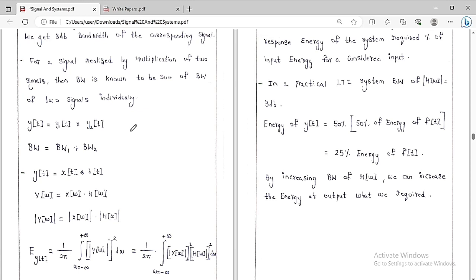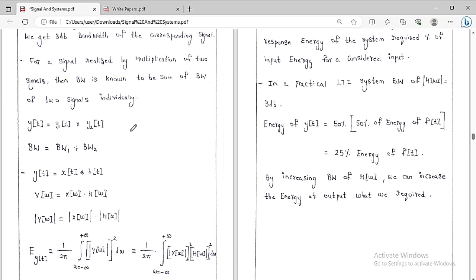Suppose y of t is equal to y1 of t into y2 of t. So y of t is the multiplication of two signals, y1 of t and y2 of t. Then the bandwidth of y of t is the summation of the individual signal bandwidths, where y1 of t has the bandwidth bw1 and y2 of t has the bandwidth bw2. So bw is equal to bw1 plus bw2.